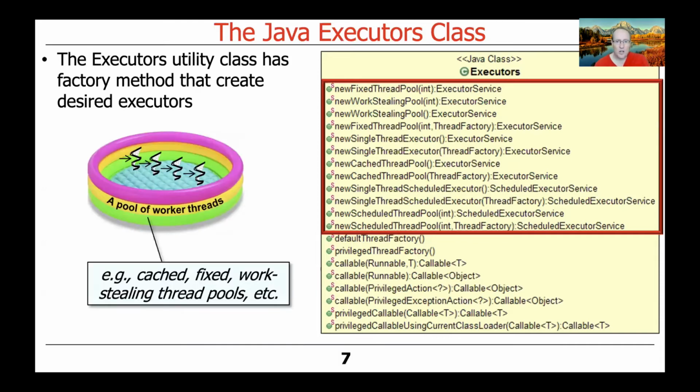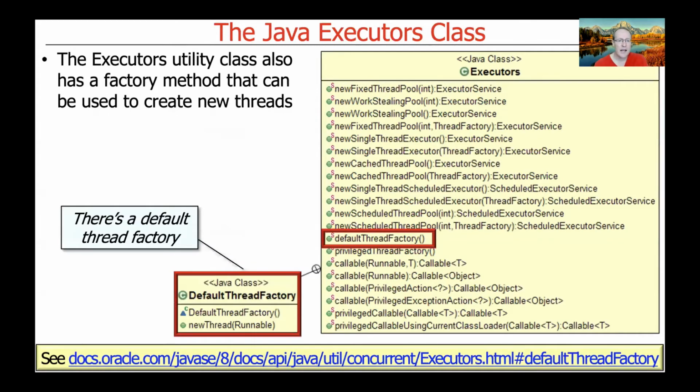And you can use it to do things like make a cached thread pool. You can make a fixed size thread pool. You can make a work stealing thread pool. You can even make something called a single threaded thread pool. You can make a scheduled thread pool. Lots of different things you can make with these various factory methods. And it also has factory methods that can be used to create new threads.